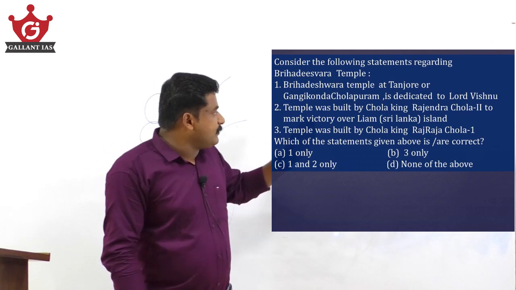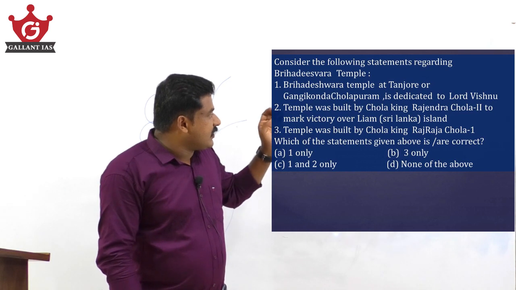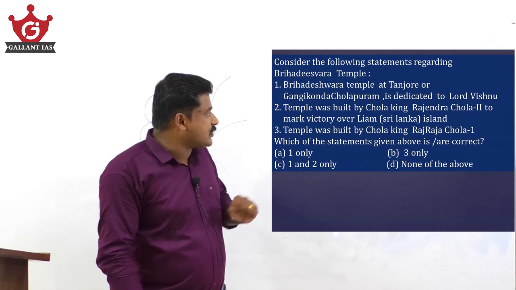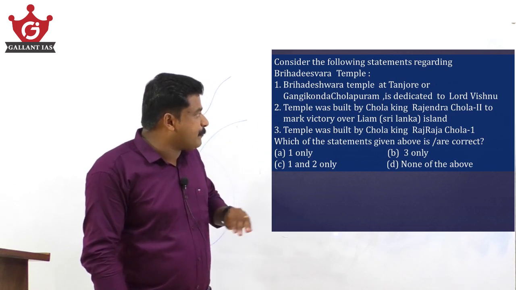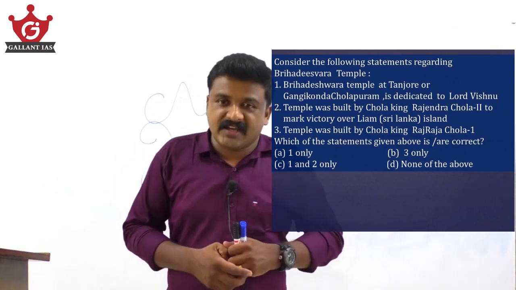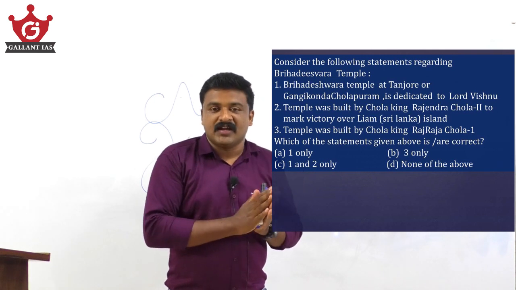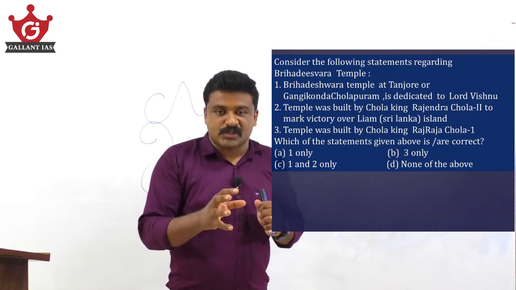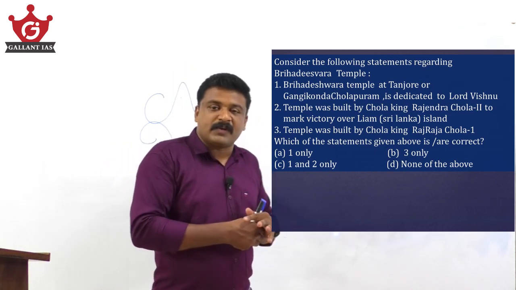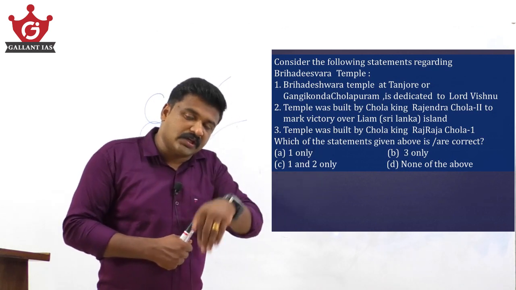Eliminate them. Now, the temple built by Chola King Rajendra Chola to mark victory over the Sri Lanka island, Lam Island. Here this is again a problem. Actually, this is not a temple built by Rajendra Chola. This is a temple built by Rajaraja Chola. Rajaraja Chola was the father of Rajendra Chola. Brihadeshwara temple was built by Rajaraja Chola. The Gangaikonda Cholapuram city was built by his son, Rajendra Chola.